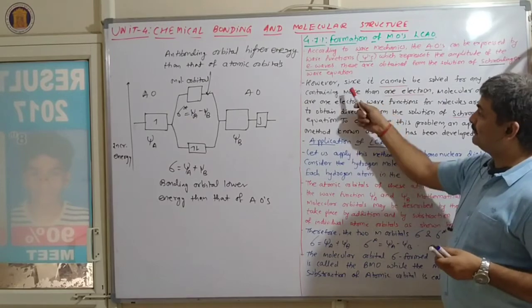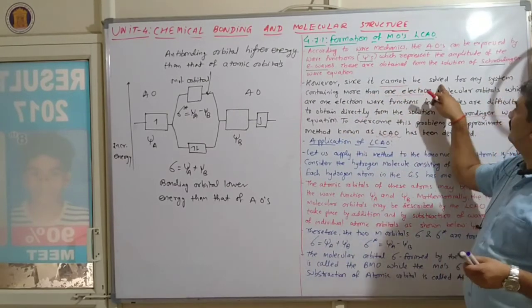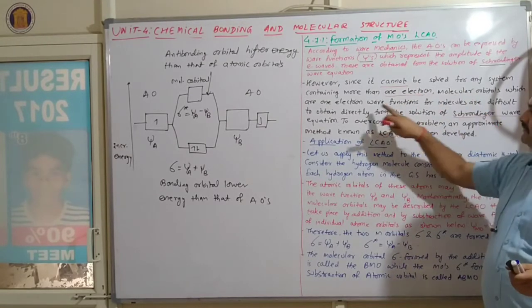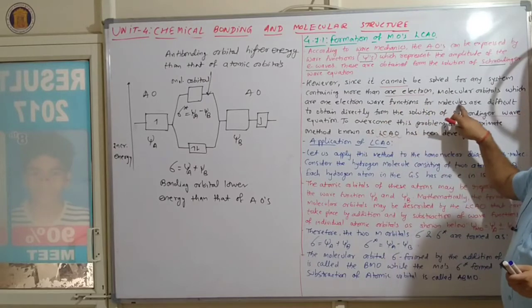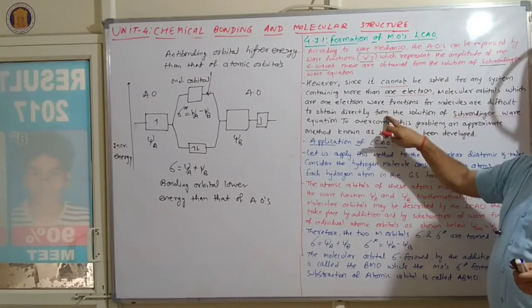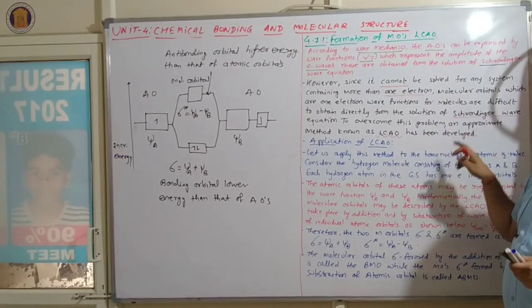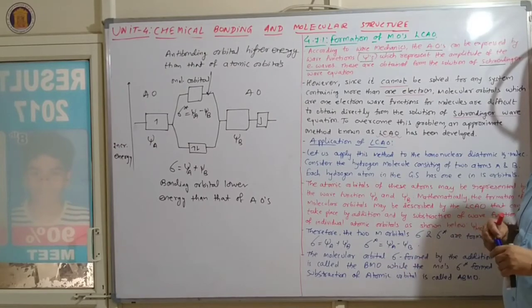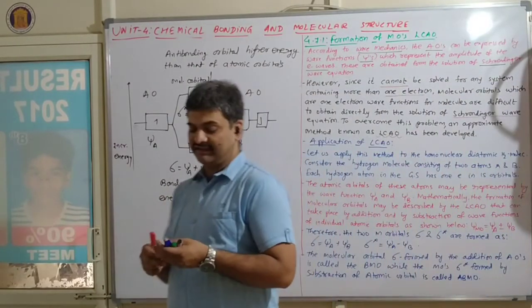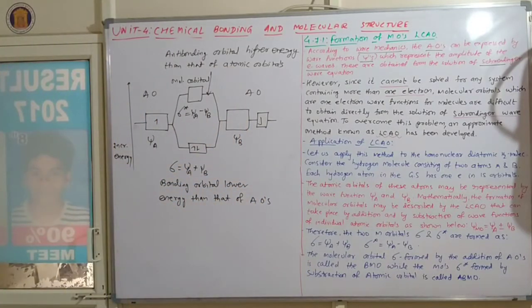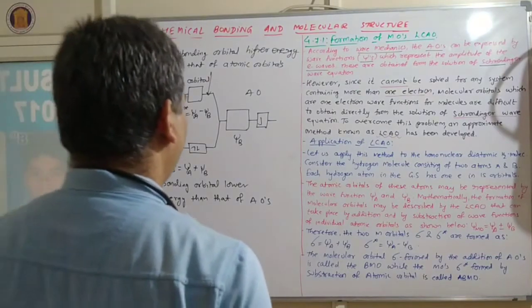Clear हुआ? Again I am repeating. However, since it cannot be solved for any system containing more than one electron, the molecular orbitals, which are one electron wave functions for molecules, are difficult to obtain directly from the solution of Schrodinger wave equation. To overcome this problem, an approximate method known as LCAO has been developed. So why can we say that LCAO is developed? Because in case of molecular orbital, it is applicable up to some extent; whenever the number of electrons increases, then it is again not applicable.